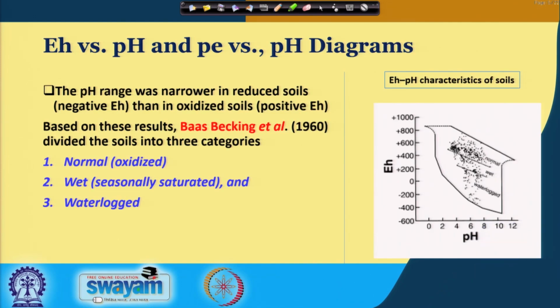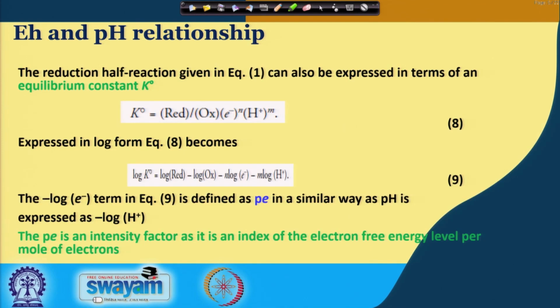And then we have discussed the EH and pH graph, and then we divided the zone, as you can see here, into 3 zones. That is, one is the oxidized and normal zone, then the seasonally saturated or wet zone, and the waterlogged or anoxic zone. So, based on that we can see the relationship between the EH and pH.